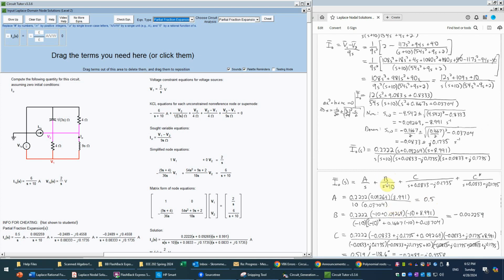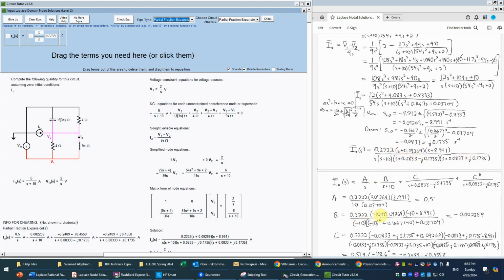Then to find B, we multiply through by S plus 10, so that puts that in the numerator of each of these terms and cancels out the term here. And then we set S equal to minus 10 to basically make each of these terms go away, so we have nothing but B on the right-hand side. And on the left-hand side, we get rid of this term, and we set S equal to minus 10 in each of these remaining terms. So we've done that here.